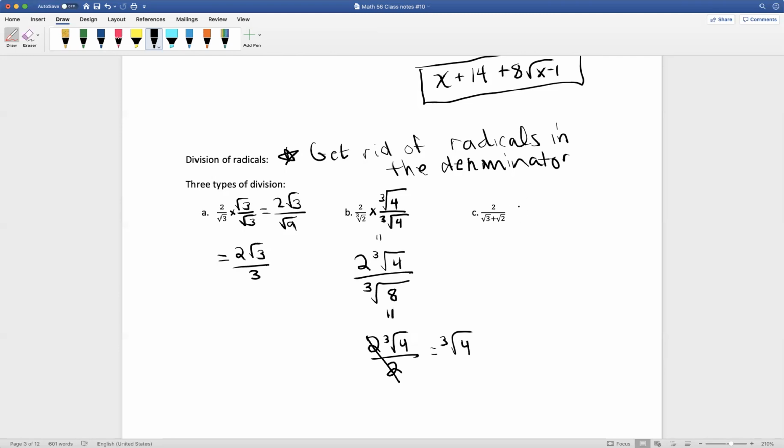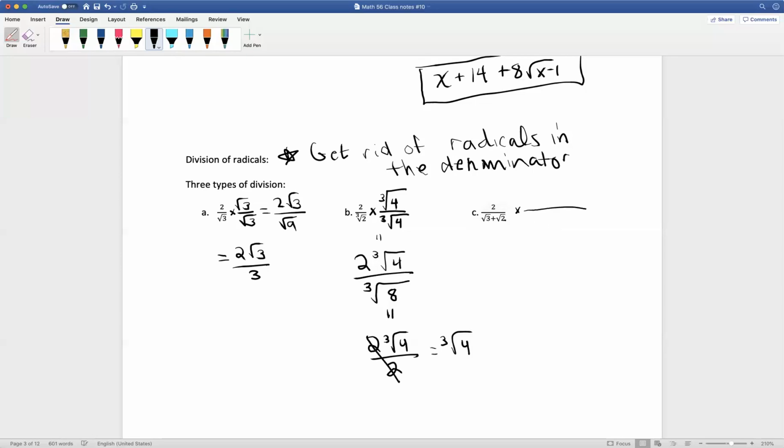Okay, let's take a look at C. We have 2 divided by the square root of 3 plus the square root of 2. Notice, monomial term in the numerator, monomial term in the denominator. How many terms do we have here? Hope you can see it. We have a binomial term in the denominator. Here's what we're going to do. Remember, ultimately, what we want to do is get rid of all radicals in the denominator.